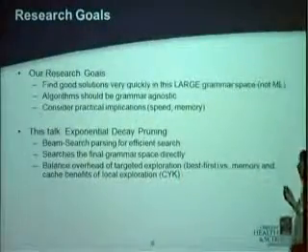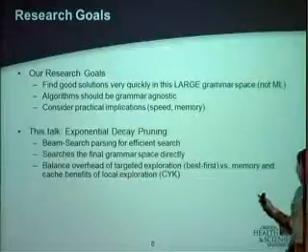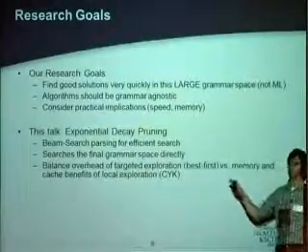And this talk is about exponential decay pruning, which uses a beam search parsing, which I'm going to talk about. It does search the final grammar space directly, so it doesn't need to know anything about the grammar. And it ends up balancing the overhead of this targeted exploration from a best-first search, which I'm going to talk about, versus the memory and cache benefits of a local exploration. And when I say cache, I don't mean memory cache necessarily, although that helps, but different features that you're computing for a localized area in the chart.